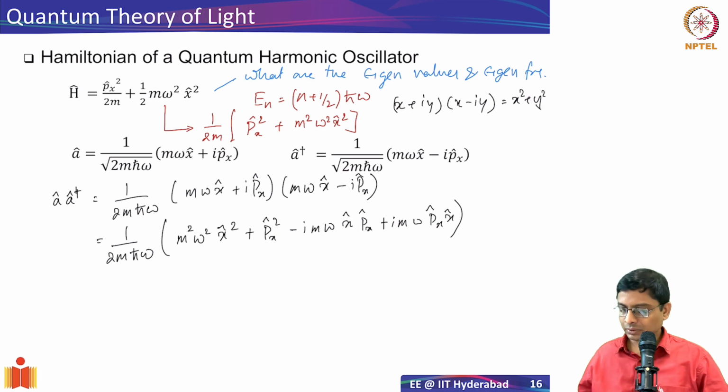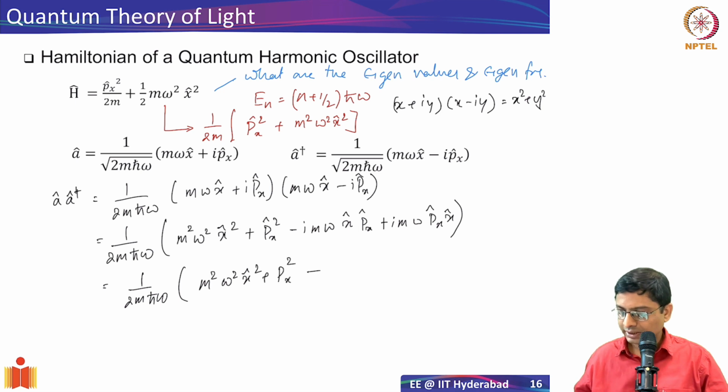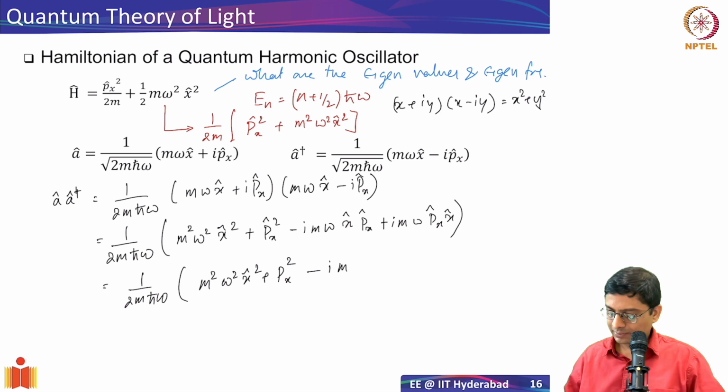Just remember that you can't cancel these two because x and p do not commute. So when x and p do not commute, what do we get? I can further simplify this as 1 over 2m h cross omega into m square omega square x cap square plus px square minus I m omega into (x cap p cap minus p cap x cap).